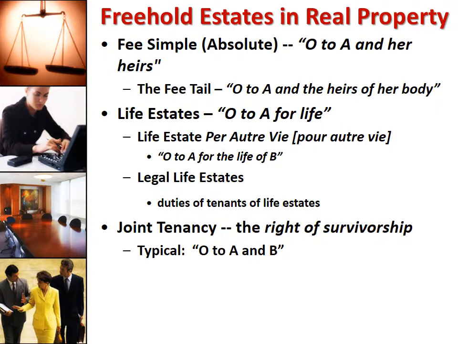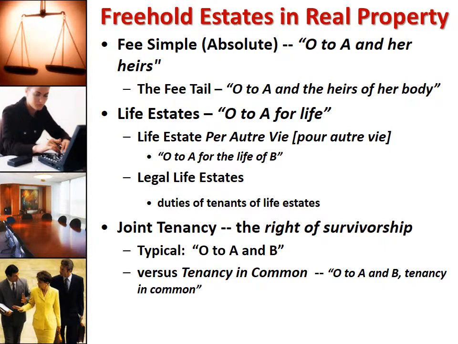Now, this is different than a tenancy in common. O to A and B, tenancy in common, means that the one part of the property or its value can be inherited by someone else. So if it's O to A and B, tenancy in common, and A dies, B and A's heirs can take the property.